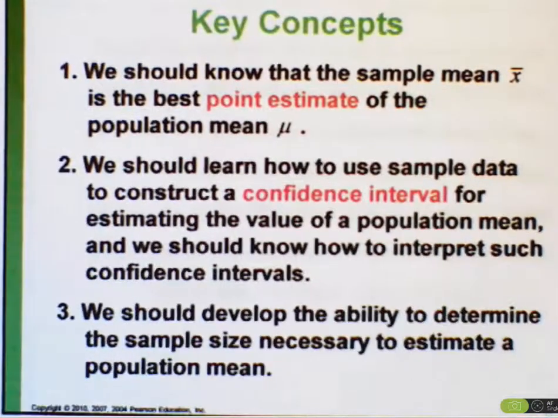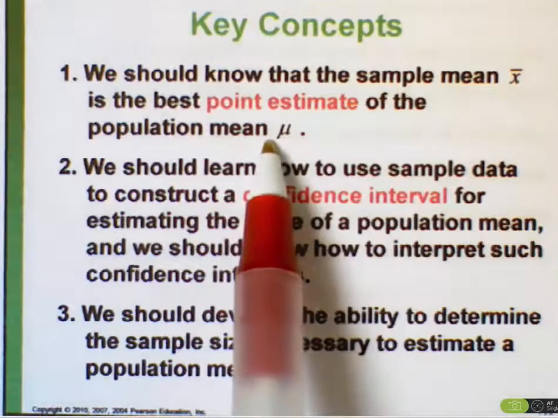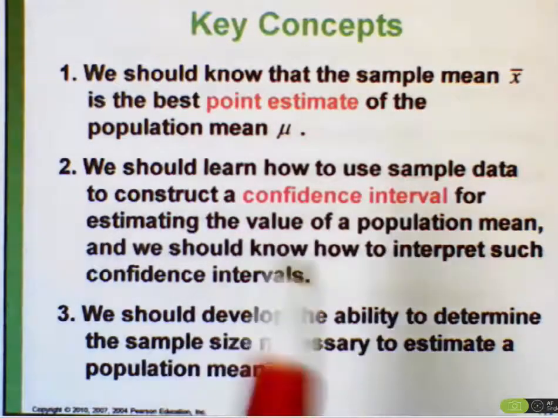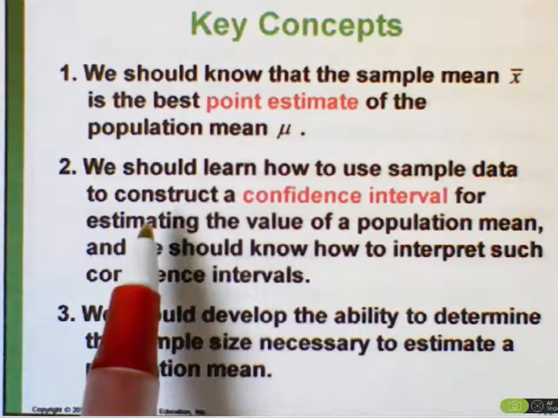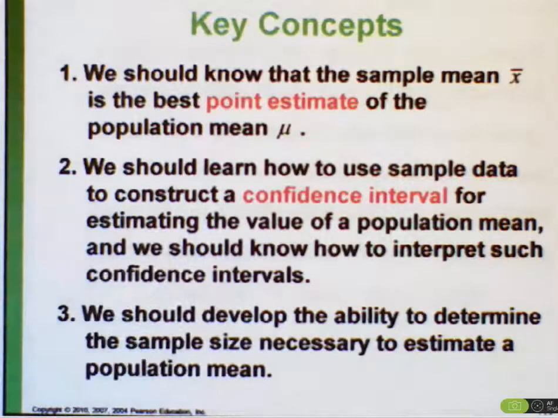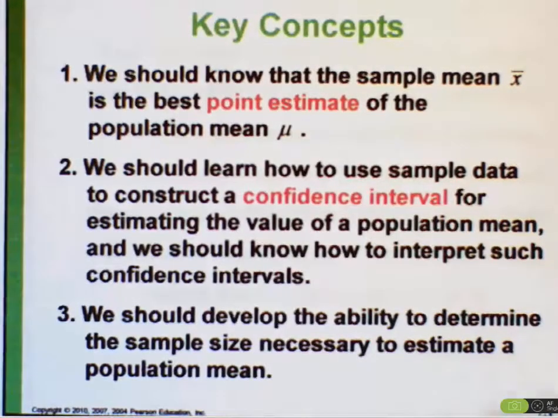In this section, we should know that the sample mean is the best point estimate of the population mean. That means when you're trying to estimate a population mean, you should use the sample mean as your very best estimate. Also, we will learn how to use sample data to construct a confidence interval for estimating the value of a population mean, and we should know how to interpret confidence intervals. And then last, we should develop the ability to determine the sample size necessary to estimate a population mean.